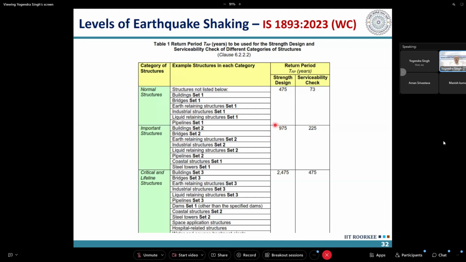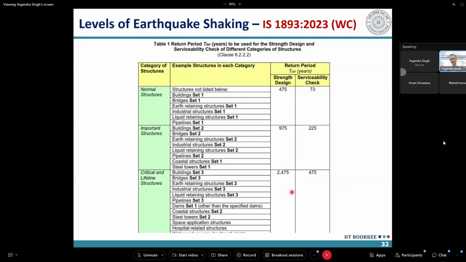So you can see that now it will become at par with ASTO. ASTO code also is designing for 975 years. Our code is also suggesting 975 years, and the serviceability earthquake here will correspond to a 225 years period. Even more important buildings, critical buildings, are to be designed for a return period of 2475 years, with serviceability check at 475 years. Important buildings, lifeline buildings and dams will be designed this way. Bridges of set 3, very important bridges, will be designed for MCE.